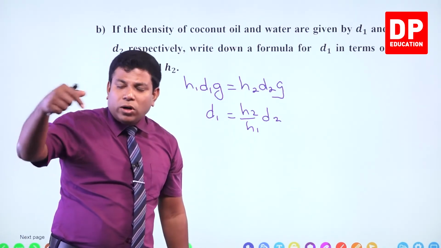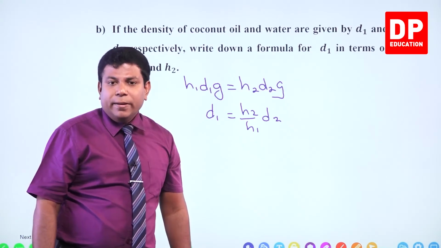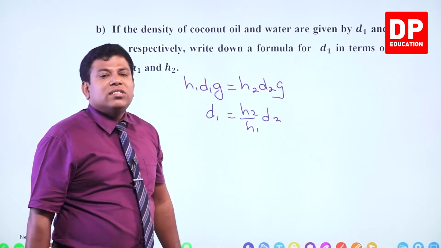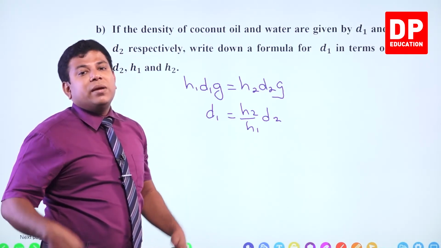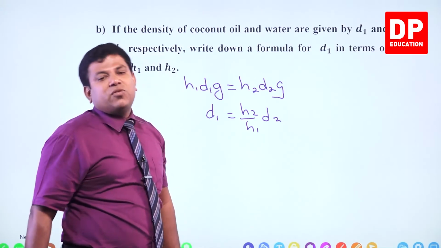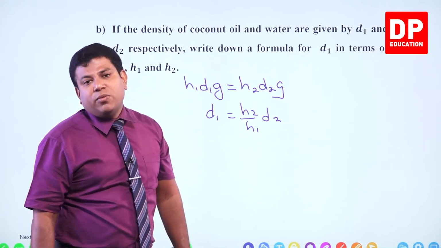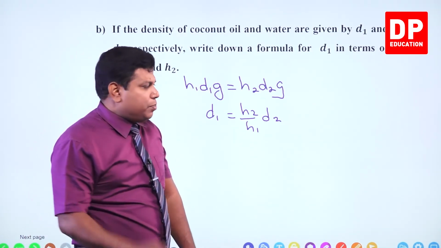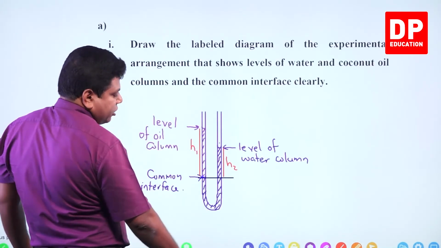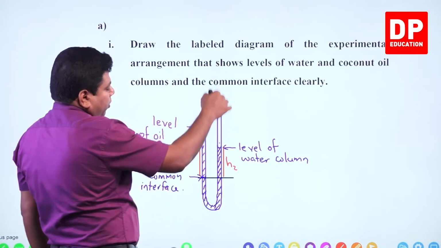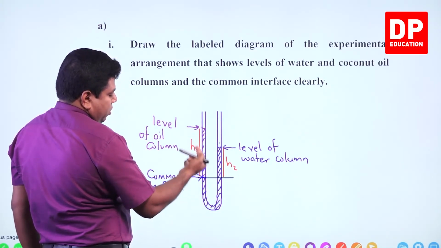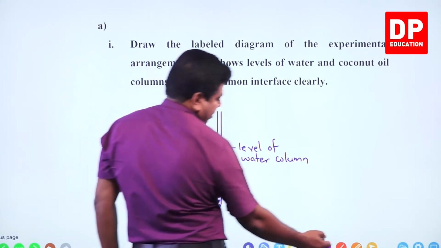So however much water volume you add there, your H1, H2 measurements will remain constant. You won't be able to get multiple readings to draw a graph. You will end up getting same H1 and same H2 every time after adding water. How is it possible? Let's check. When you put more water, what will happen? The common interface will go up. Look at this.